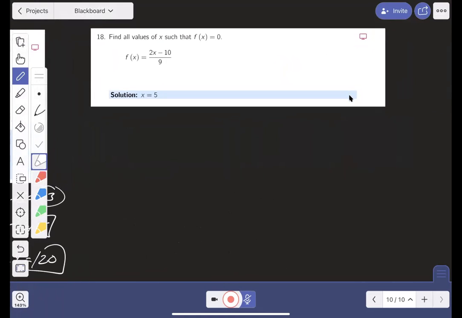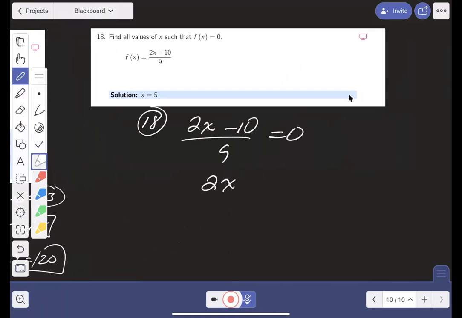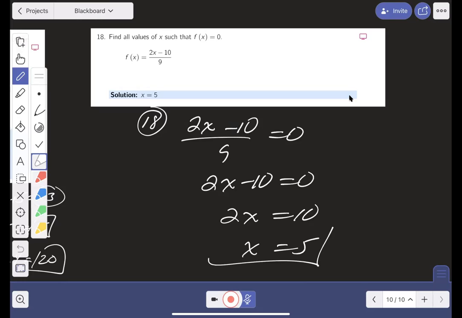Okay, let's keep going. This is number 18. They're getting a little bit easier for me. And what's 18? Oh, when does f of x equal 0? Well, let's write down: when does (2x minus 10) over 9 equal 0? Well, that couldn't be any easier. Solve the equation. You get 2x minus 10 equals 0. 2x equals 10, or x equals 5. Again, the answers are given to you.